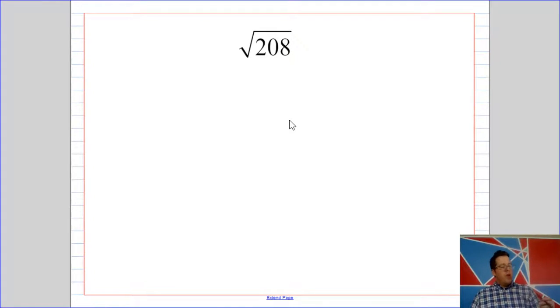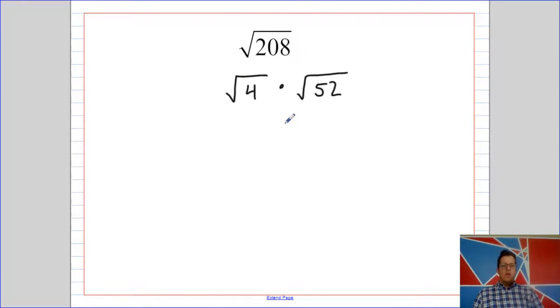Okay, so quick reminder on how you simplify square roots in general. And there are lots and lots of different ways to do this. The most common way is to think of something that divides into the number that is a perfect square. So in this case, I look at 208 and I say, well, that looks like it's divisible by 4. So that's really 2 root 52. And we can either put the multiplication symbol there or not. It's more customary not to.